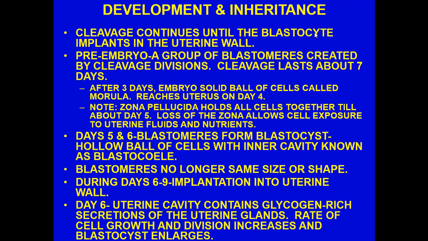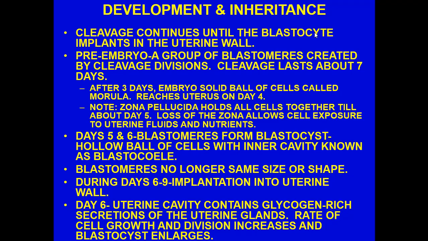Days 5 and 6, blastomeres start forming what's called a blastocyst. Blastomeres form the blastocyst. So in essence, the blastomeres are going to have this inner cavity. It's called the blastocele. So it's going to look more like a hollow ball of cells. This is also an interesting thing, that the blastomeres no longer are the same size or same shape. Some are larger, some are smaller. Okay? They have different what they call fates. In other words, the future progress of where they are going to be part of building different parts of the formation of that embryo, limbs, organs, etc.